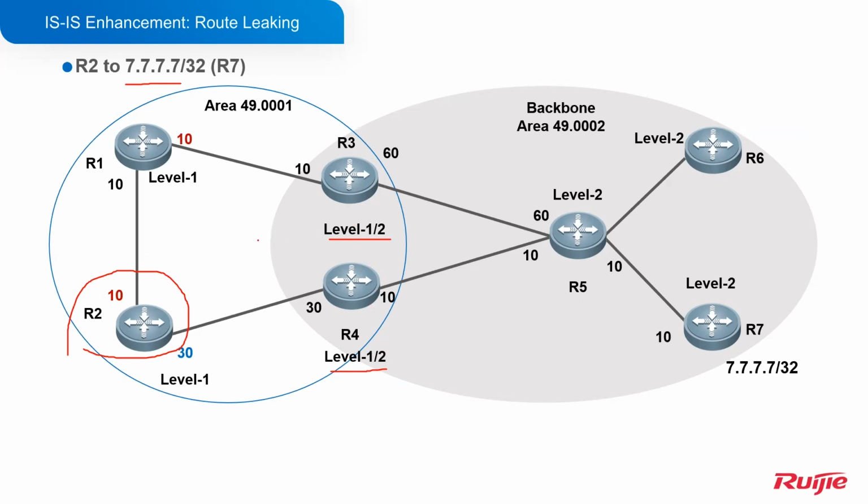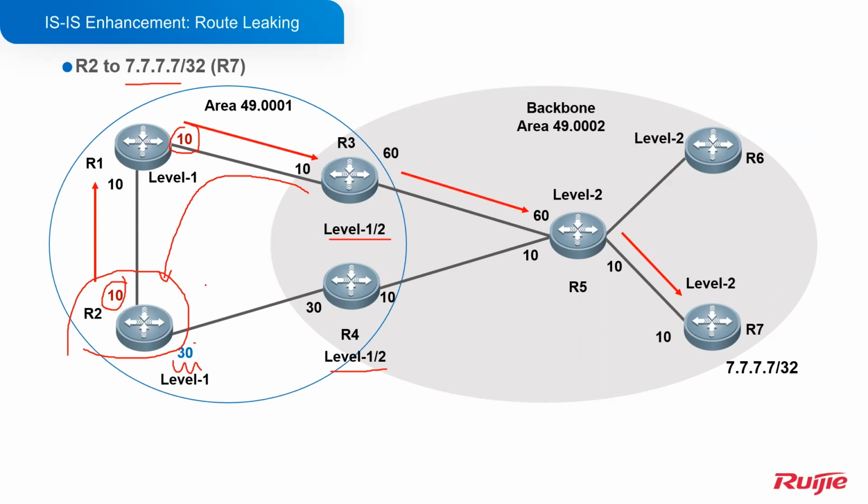So you will find that for this path, the default route cost value is 10 plus 10. It is 20. And for this link, the value will become 30. So as we know, 20 is smaller than 30, right? So to visit 7.7.7.7, I will forward it to R1, R1 forwards it to R3. And R3 is a backbone area member, so it will directly forward the message to router 7.